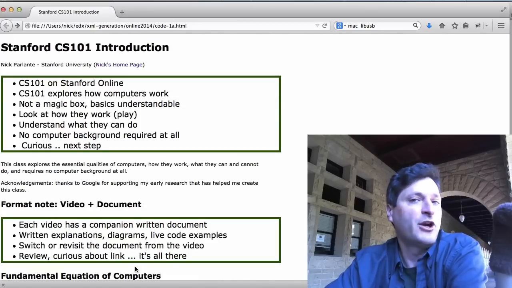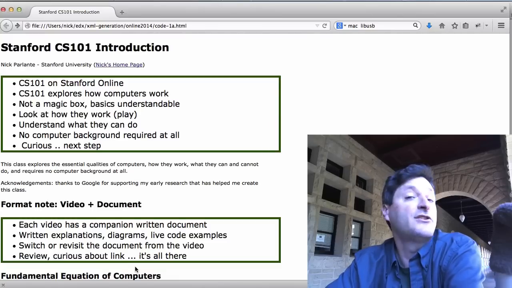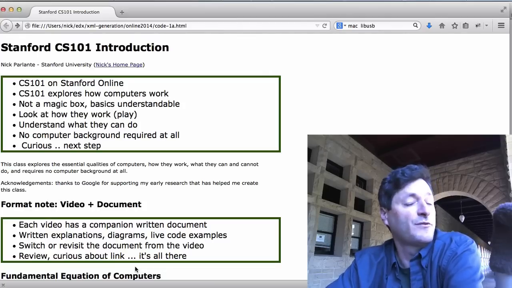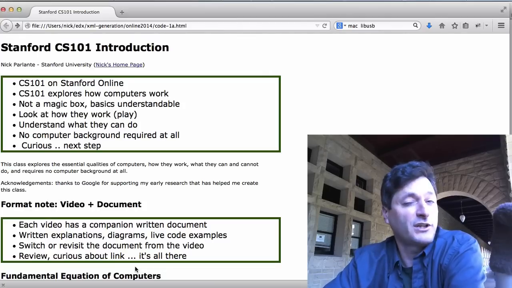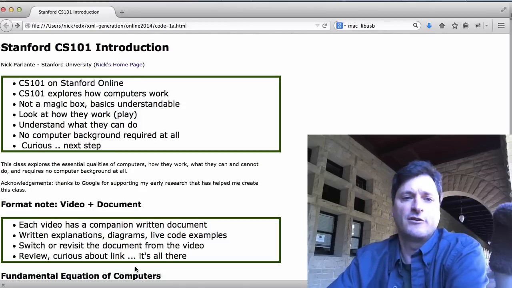Just a brief format note. For every video segment like this, there's actually a companion written document with diagrams and explanations. And that's always going to be available for review. You could pause in the middle of the video and look at it, or maybe later, if you were curious about something, you could always go look at that as another way of getting the information.